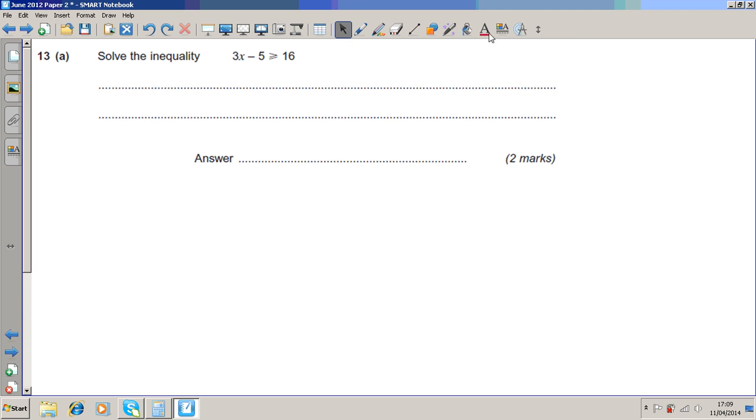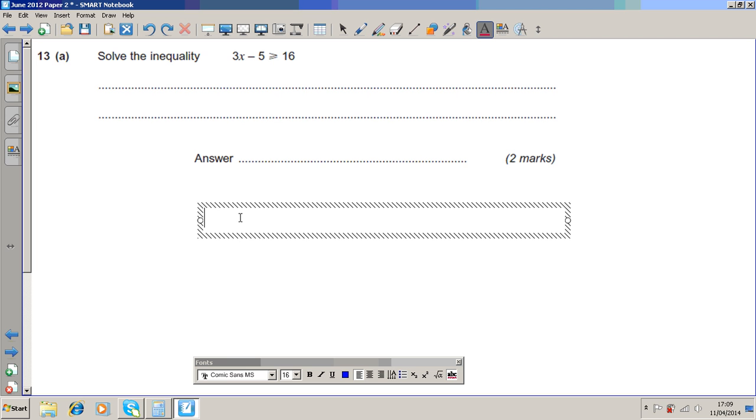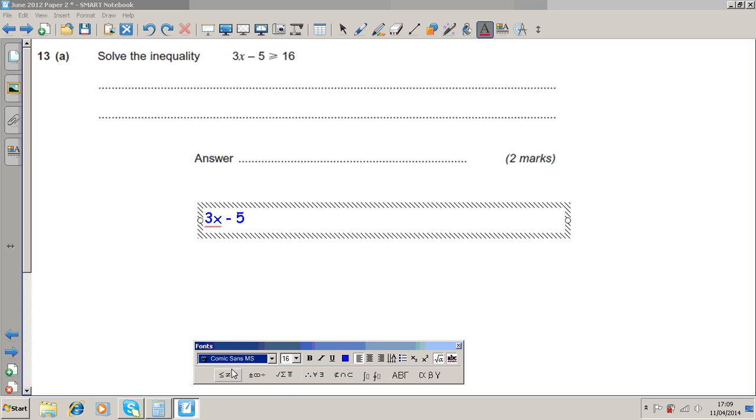Solve the inequality 3x minus 5 is less than or equal to 16. Cool. So just treat this like an equation. We've got 3x minus 5. I'm going to get my sign in. Where's my little symbol?